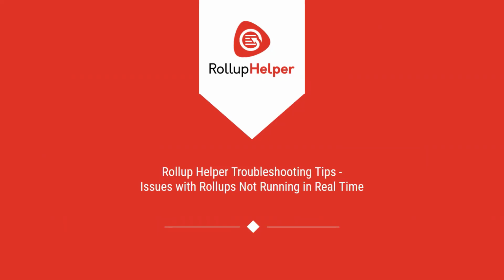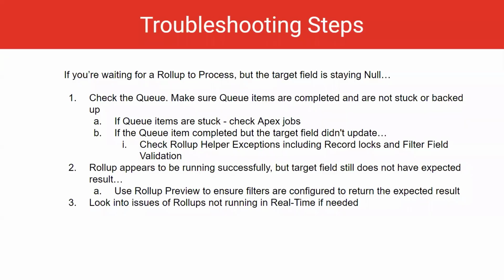Rollup Helper is meant to be easy to set up and use, but in this series of videos, I'll review the steps to troubleshoot your rollups and how to fix common issues. Each of these steps will be covered more in depth in separate videos, but here is the order to check issues. If you're waiting for a rollup to process but the target field is staying null, check the queue.